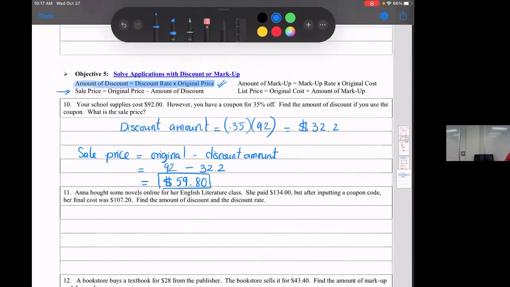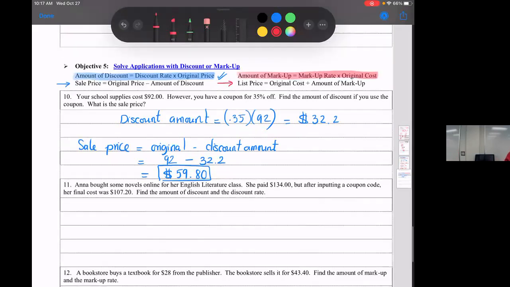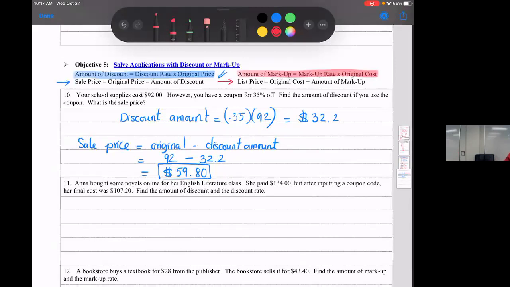Now we come to the amount of markup. I'm going to highlight in red. The amount of markup means you raise the price. Especially now, when you go to a restaurant, everything is much more expensive, right? The amount of markup is equal to the markup rate times the original cost. The list price is equal to the original cost plus the amount of markup. Makes sense, right? They raise the price.